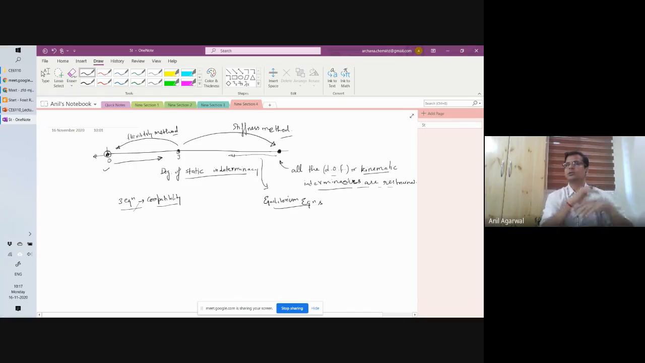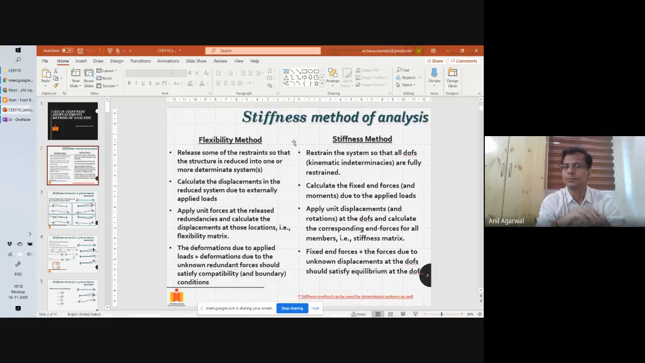So the stiffness method does not change. The way you use it does not change at all, whether you are dealing with a determinate system or an indeterminate system. So you don't even have to figure out whether the system is determinate or indeterminate in the stiffness method. That is a major advantage behind using it. You don't have to make choices of which degrees of freedom to release, because essentially you are restraining all the degrees of freedom rather than releasing them, and then releasing the ones that are artificially restrained. So that's why computers like the stiffness method.